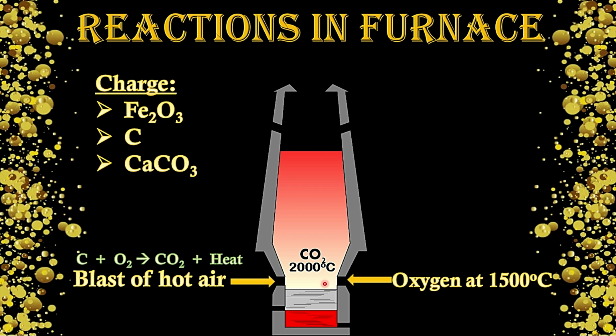Now this carbon dioxide will evolve and it will react with unreacted carbon or coke. Through this process, it will produce carbon monoxide. The carbon dioxide which has been produced over here will absorb some amount of heat and convert into carbon monoxide. Now you can see this process is endothermic. This is an endothermic reaction, so it will decrease the temperature of the furnace to 1000 degrees centigrade.